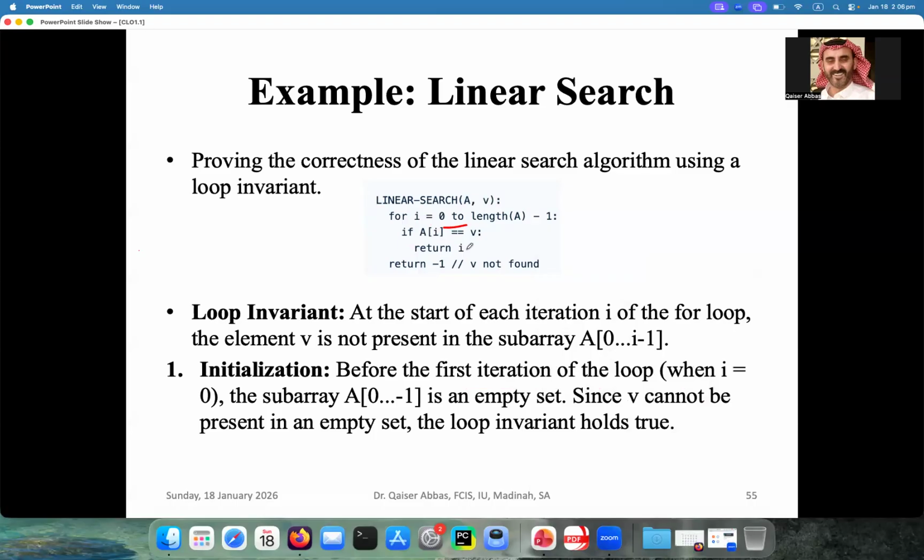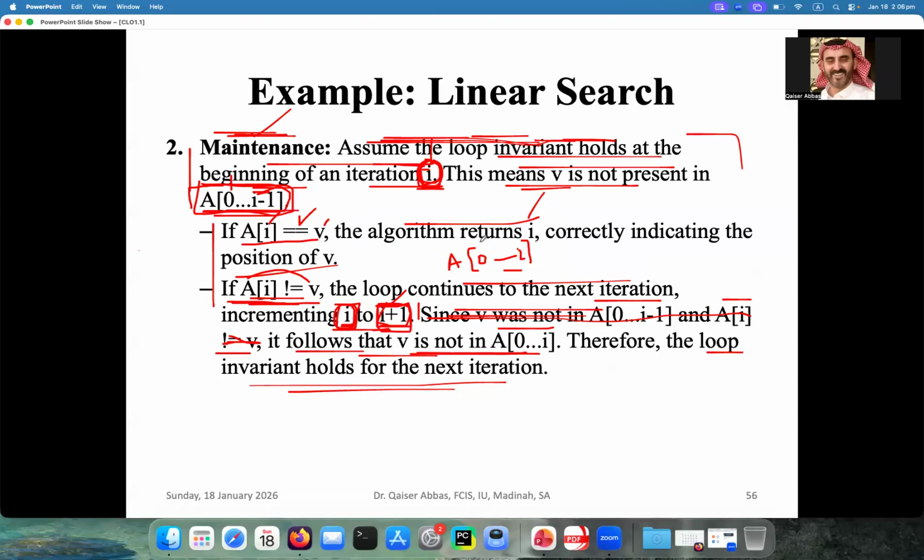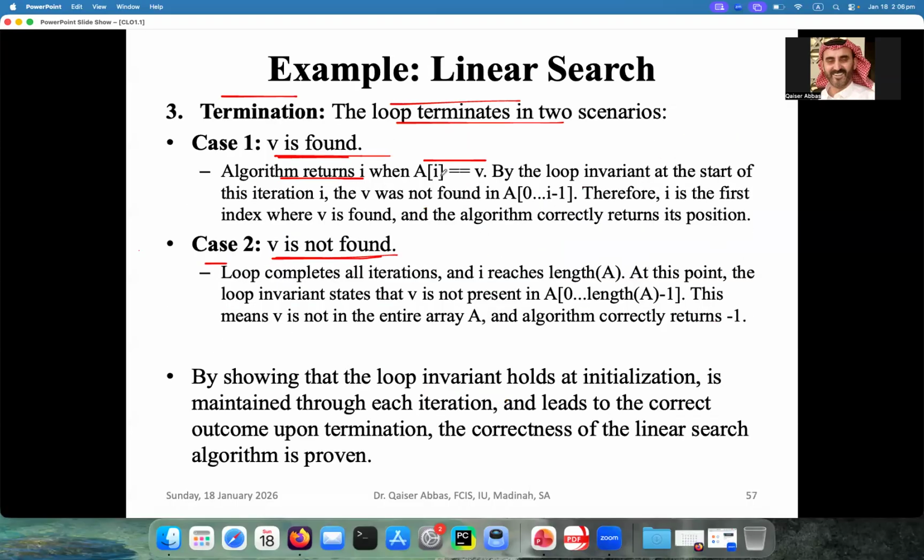When it is equal, it is returning i. So the algorithm is returning i when A[i] equals V. By the loop invariant at the start of iteration i. Again, now we are considering the statement of the loop invariant.